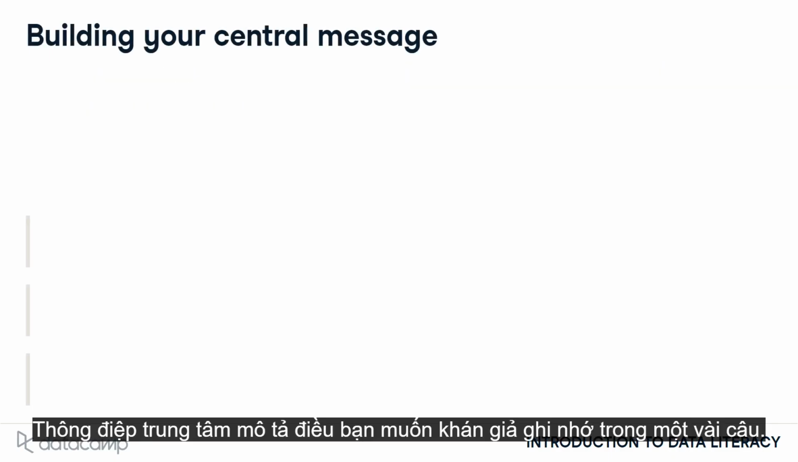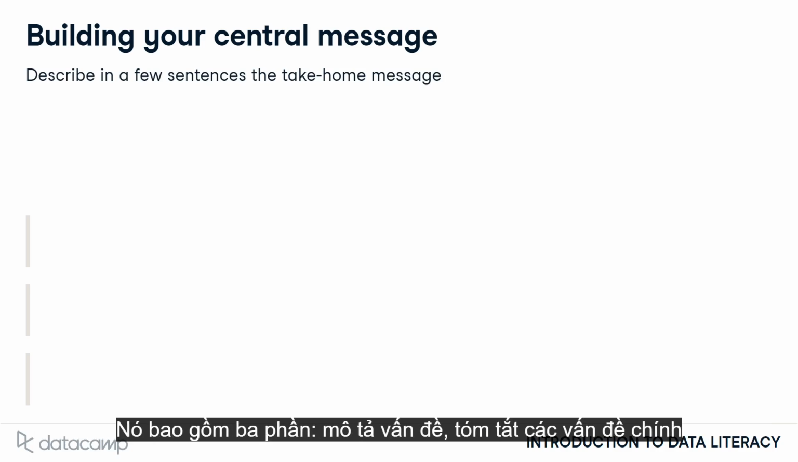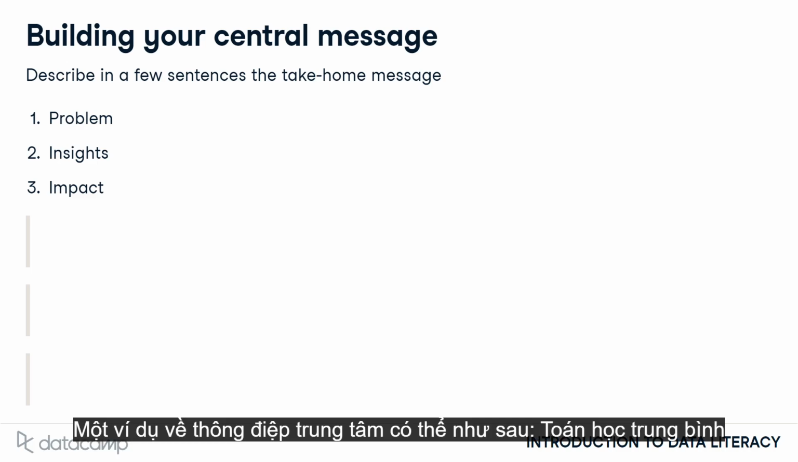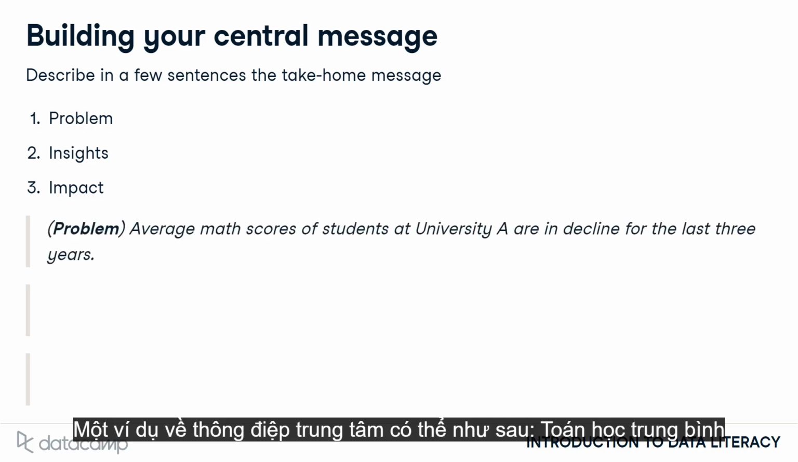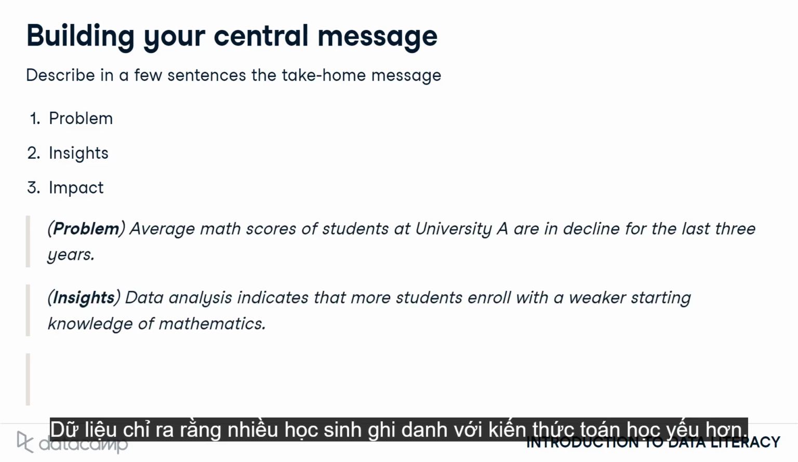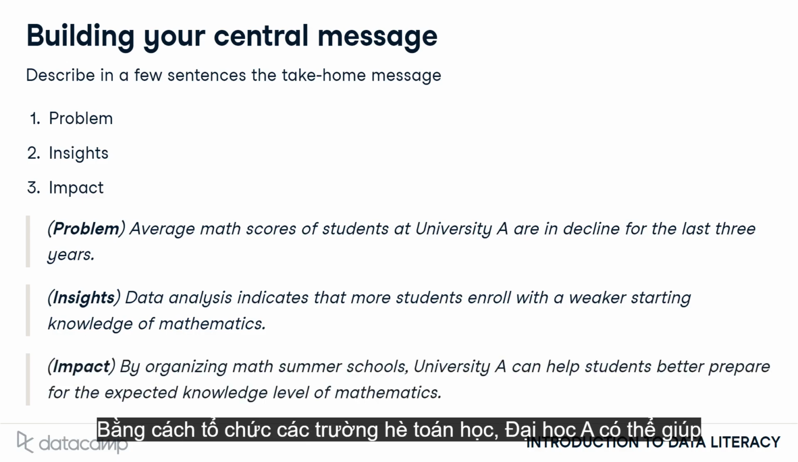A central message describes what you want your audience to remember in a few sentences. It consists of 3 parts: a description of the problem, a summary of the main insights, and the impact, typically a recommendation or next steps based on the insights. An example central message could be as follows. The average math score of students at University A has declined over the last 3 years. The data indicates that more students enroll with a weaker starting knowledge of mathematics. By organizing math summer schools, University A can help students better prepare for the expected knowledge level of mathematics.